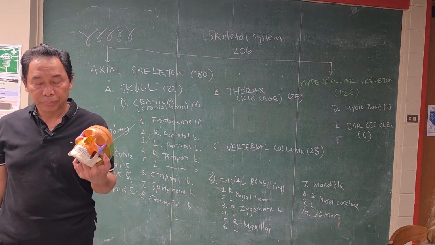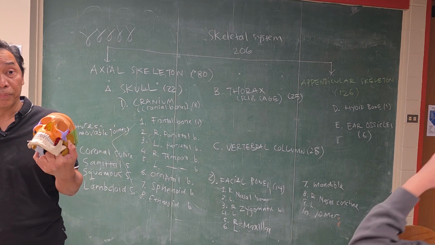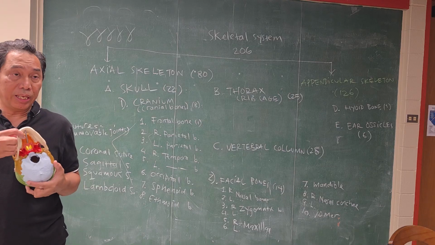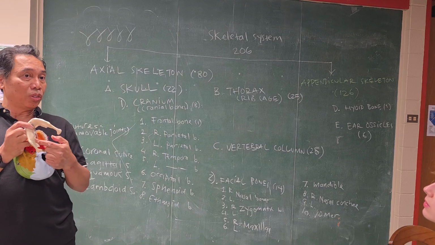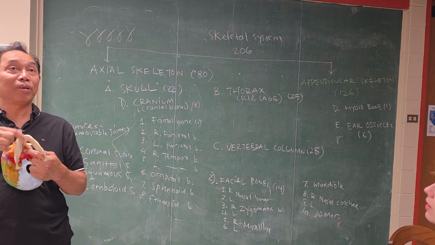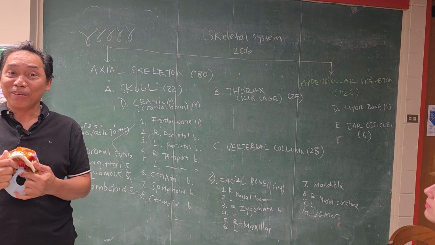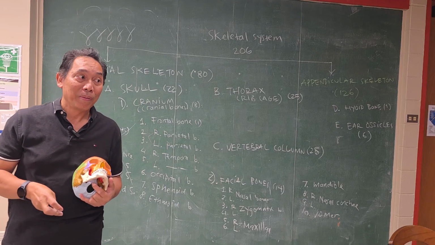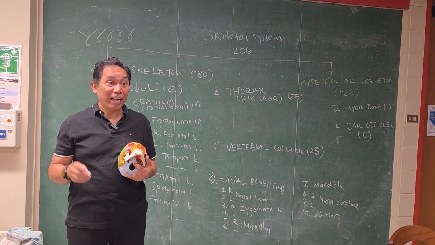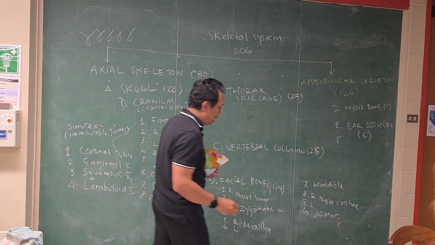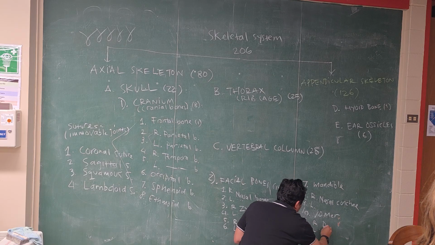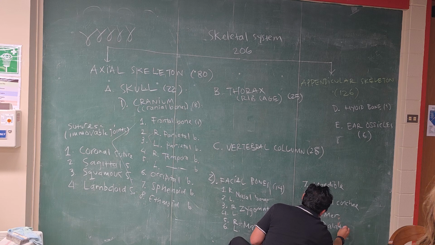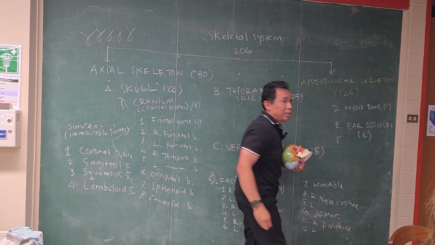Get this one? And then if you see on the roof of your mouth over here, there are two bones on our roof of mouth. Anybody know what is the name of the bone? Palatine, which is left and right. Palatine. Palate. Now you call it palate.